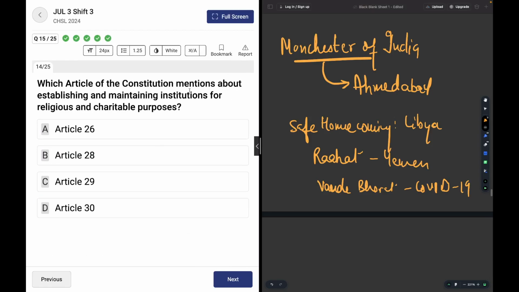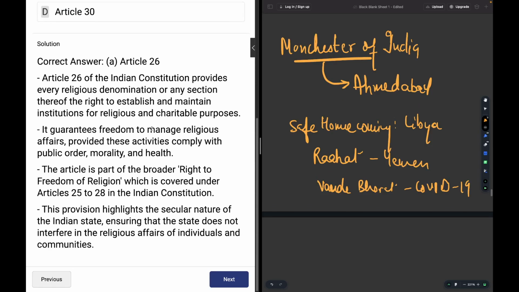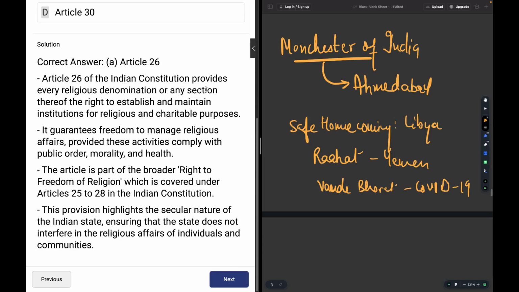Which article of the Constitution mentions establishing and maintaining institutions for religious and charitable purposes? The answer is Article 26. Article 26 of the Indian Constitution provides every religious denomination, or any section thereof, the right to establish and maintain institutions for religious and charitable purposes.